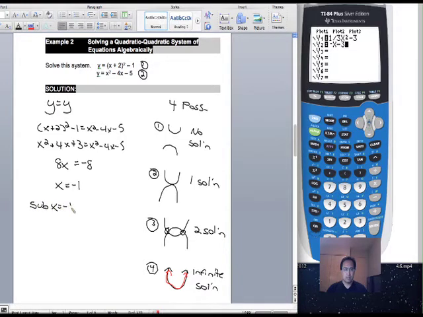Now we'll sub x equals −1 into 1. You could do 1 or 2, it doesn't really matter. So y is going to be equal to (−1 + 2)² − 1. So y is going to be equal to 0. So we can say here that the solution is (−1, 0). Okay, go to 168 and try the sample there.